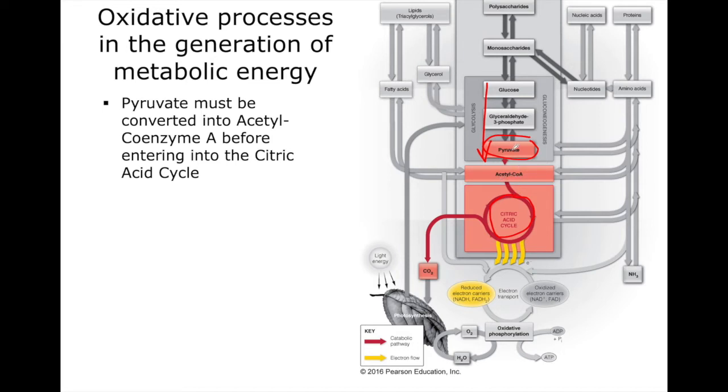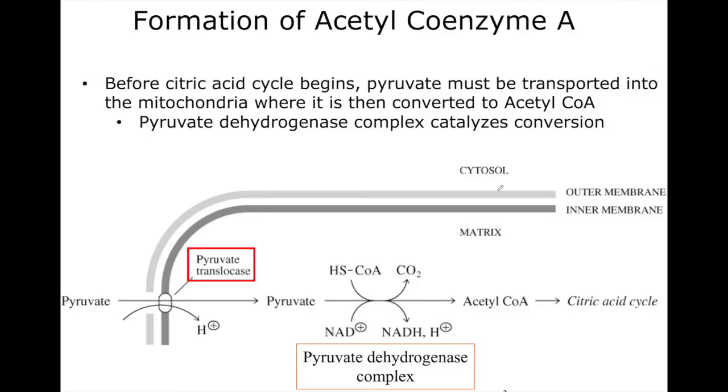But there's a very important precursor step. In order for pyruvate to enter into the citric acid cycle, it must first be converted into a molecule called acetyl coenzyme A. So this precursor step, this precursor to the citric acid cycle, is what we're going to talk about here. And the enzyme complex that does this is the pyruvate dehydrogenase complex.